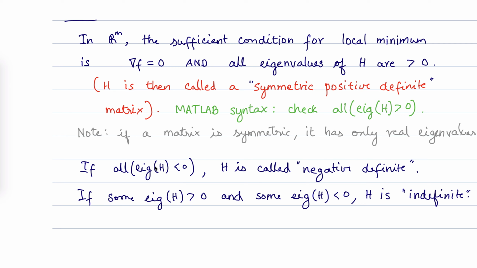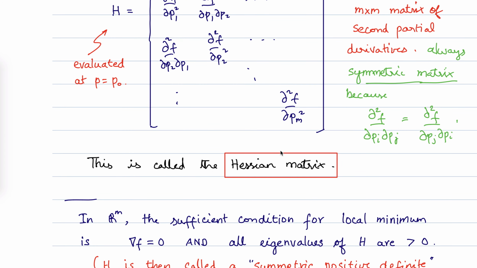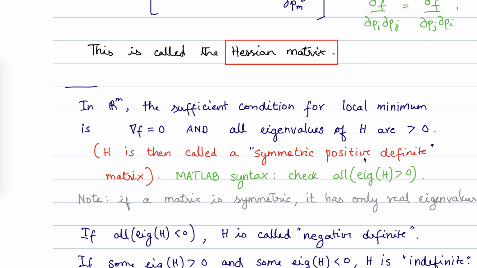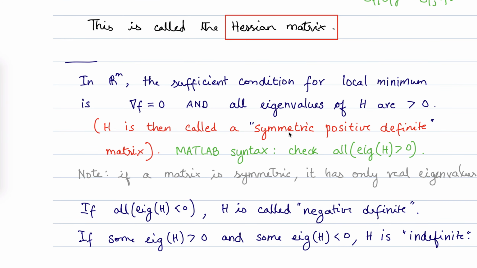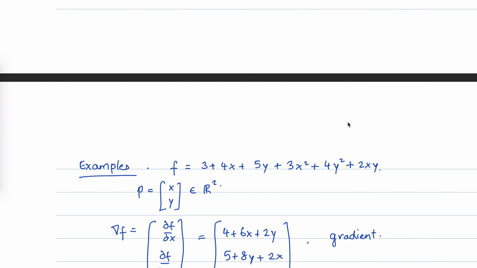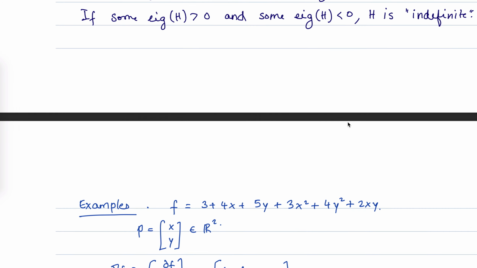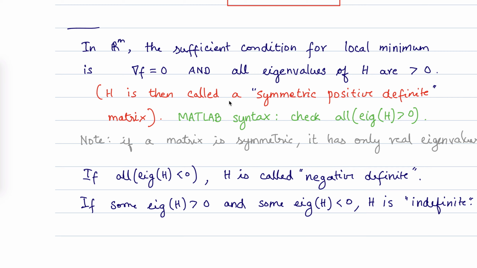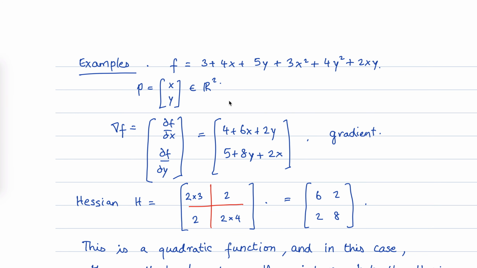If all your eigenvalues are negative, then they are called negative definite matrices. If some eigenvalues are positive and some negative and maybe some 0, then the matrix would be called indefinite. For a minimum, we want it to be positive definite. These are called, like I said, symmetric positive definite, but what we want is positive definiteness. Symmetric just happens.